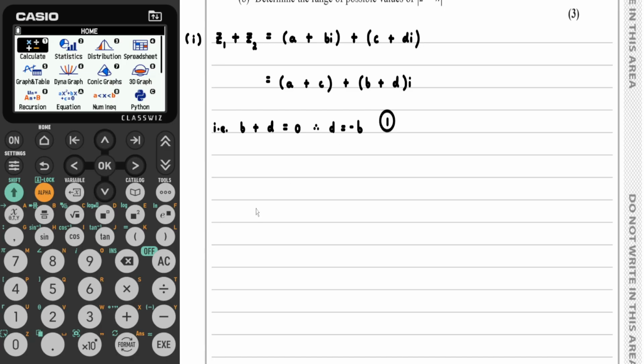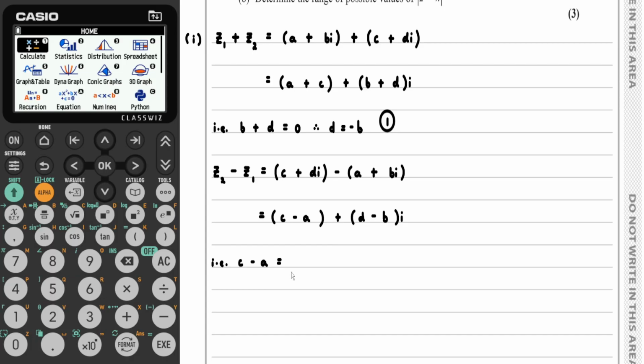We also know that the real part of z2 subtract z1 equals 2. Let's begin by working out what z2 subtract z1 is. That is c plus di subtract a plus bi. So we have c subtract a plus (d subtract b)i, and so we set the real part equal to 2, so we've got c subtract a equals 2. If we rearrange this, you will find c to equal a plus 2.